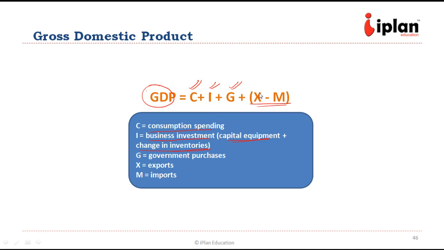We call it X minus M, or net X, net export, or we can say export minus import. So if we are exporting certain goods or services outside the country, that is also part of GDP. But if we are importing, then that has to be subtracted from GDP. So X minus M is net export, or export minus import. That is also part of GDP. Let us move to the next slide.